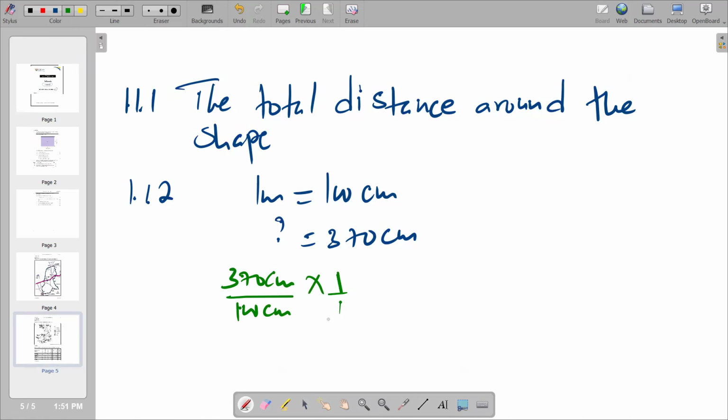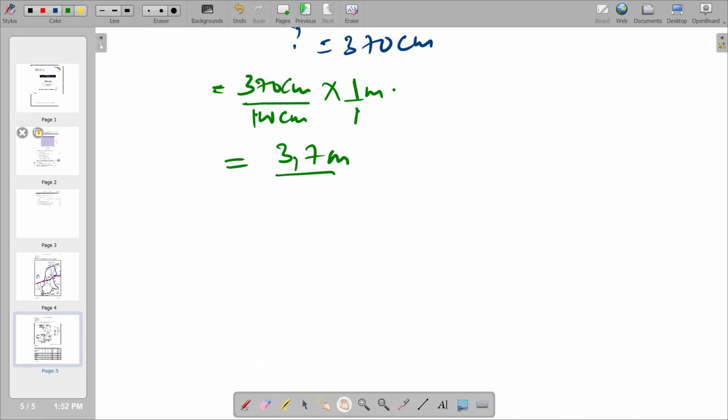With that, if you divide there, it's going to be 3.7. This is meters, since we are converting to meters. It becomes 3.7 meters. So that is our final answer for converting 370 centimeters to meters. That's what we have on that part. We move on to the next question.